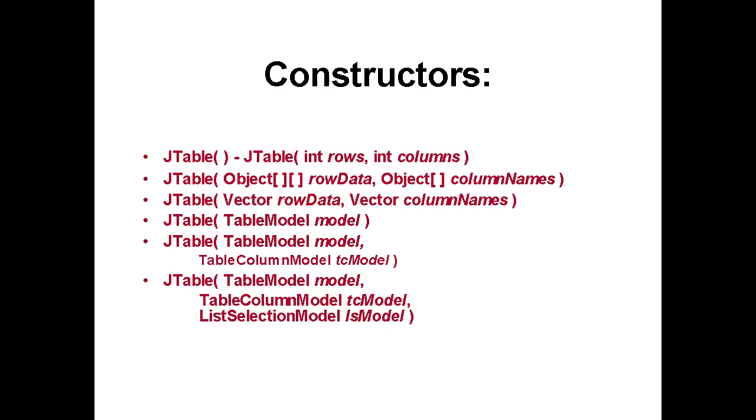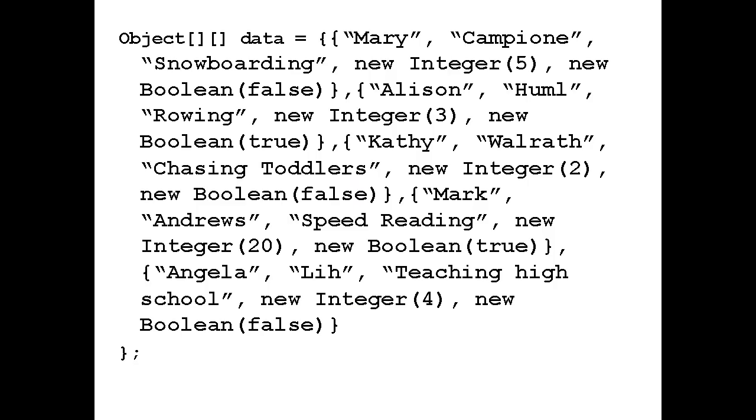And you can have a table column model, and you can have a list selection model, as well as a table model. So then you can separate out the table from the column, and then you can select large numbers of things.